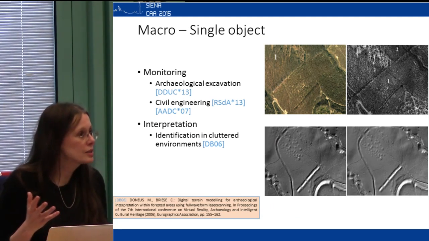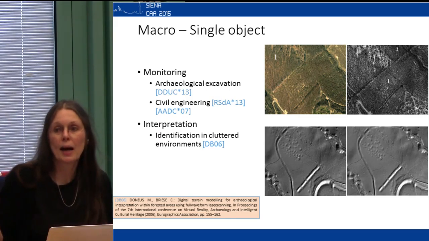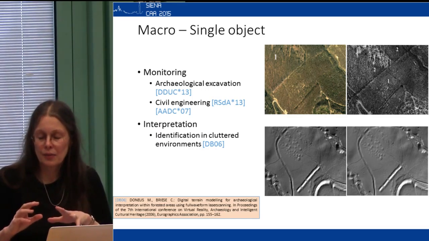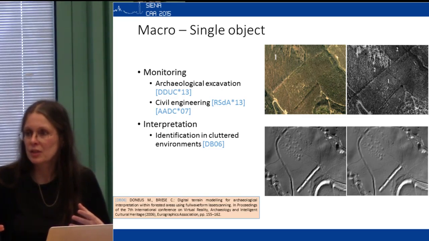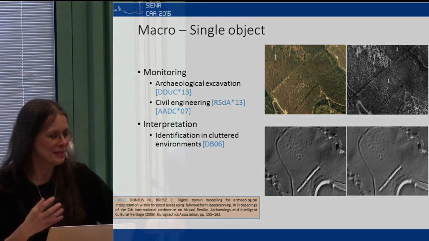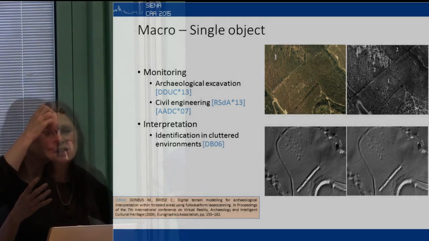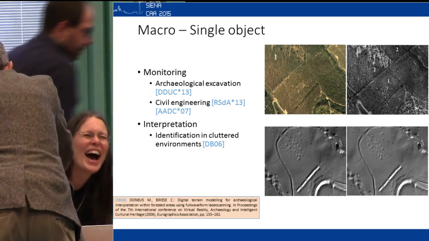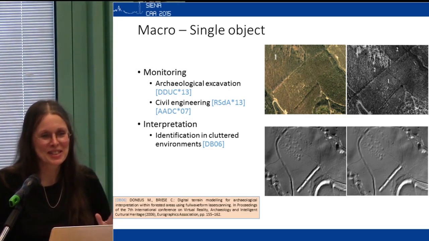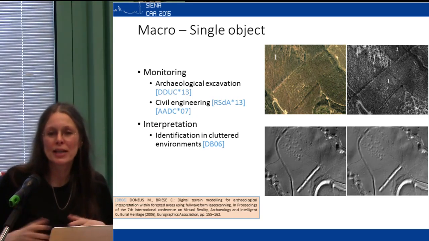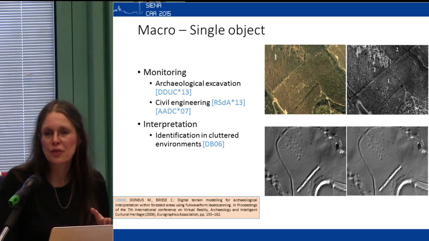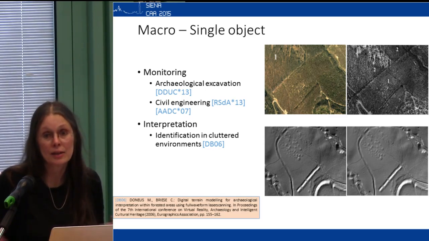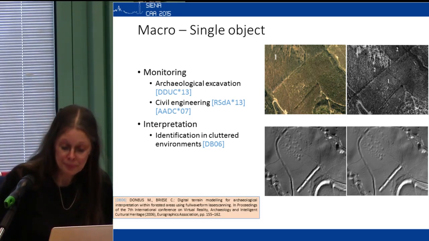And then another large scale application, single object, where the object is the landscape, is using geometric techniques to separate natural objects, like trees and so forth, from man-made structures in, say, a LiDAR scan made from an airplane.